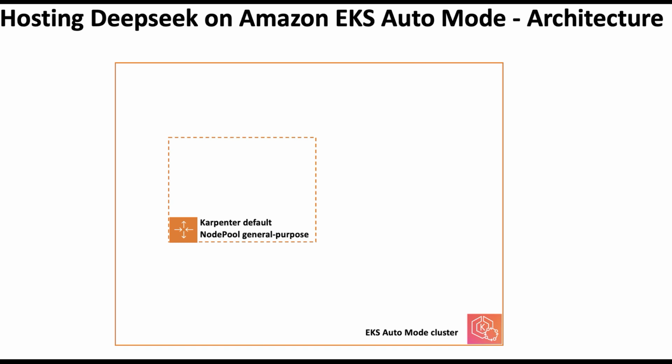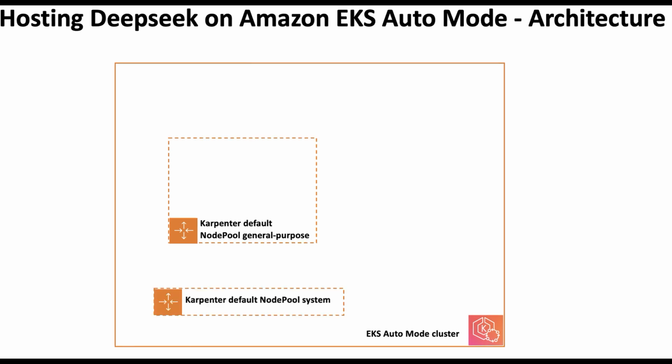The EKS Auto Mode comes with default Karpenter NodePools, which are pre-built into the managed Karpenter. The first one is the general purpose NodePool, which is used for all the general purpose workloads which do not need any specific instance configuration or requirements. The second one is the system NodePool, which is used for all the add-ons, controllers, operations, and daemon sets that are used by all the applications across the cluster. We cannot modify the built-in system and general purpose node pools. You can only enable or disable them.